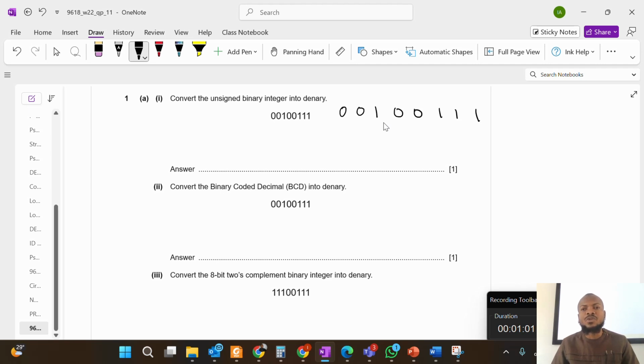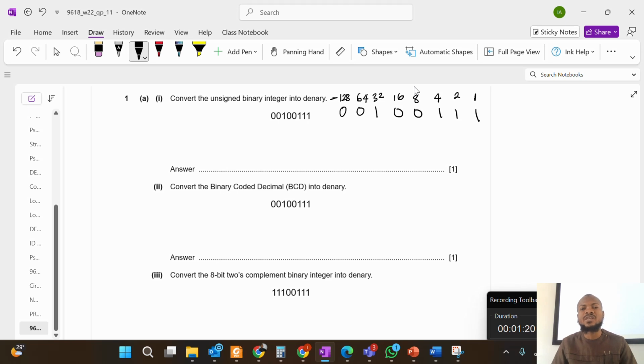here. So the place value of this is 2 raised to power 0, which is 1. 2 raised to power 1 is 2. 2 raised to power 2 is 4. 2 raised to power 3 is 8. 2 raised to power 4 is 16. 2 raised to power 5, 32. 2 raised to power 6, 64. And 2 raised to power 7 is 128.